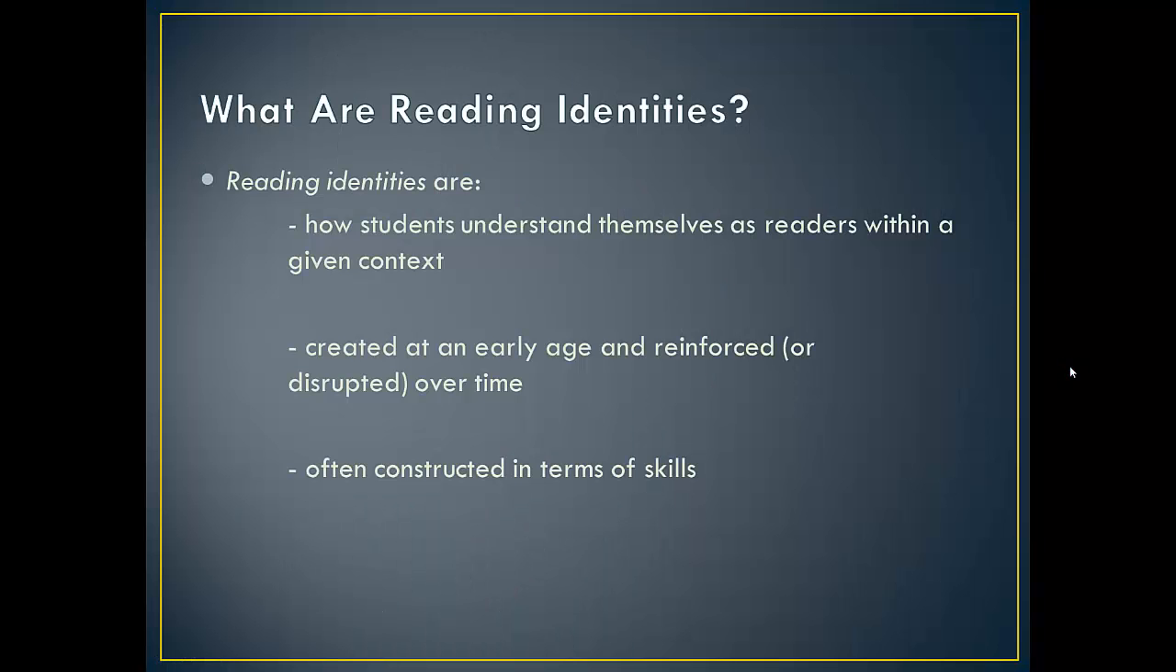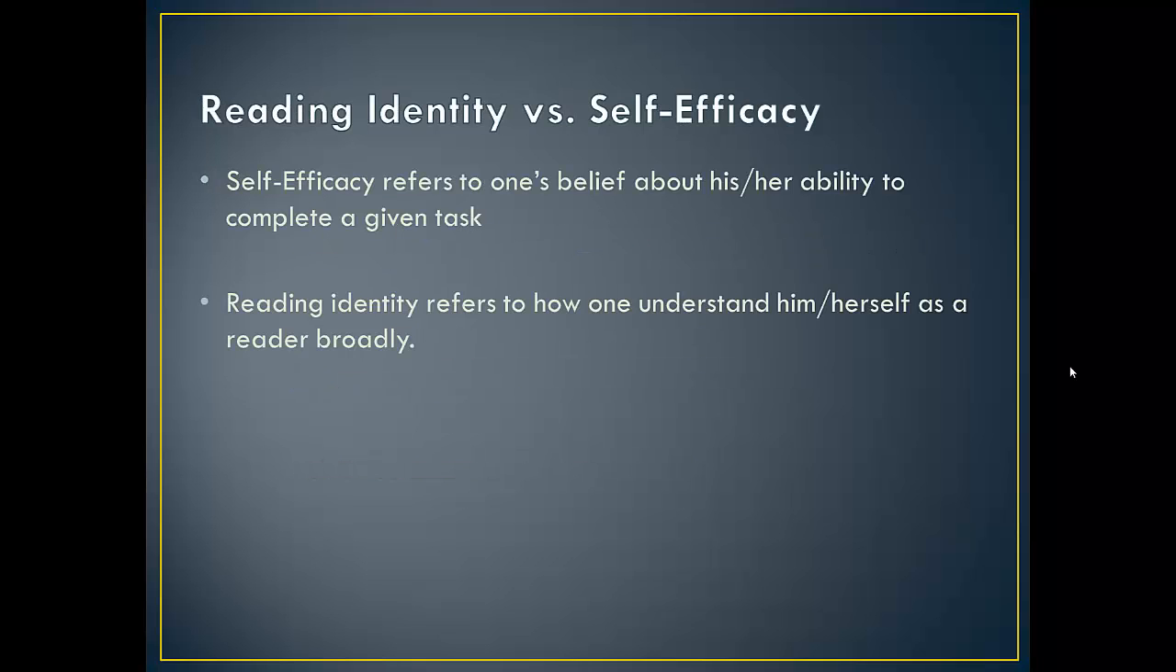Recall from the first video that reading identities can be understood as how capable individuals believe they are in comprehending texts, the value they place on reading, and their understandings of what it means to be a particular type of reader within a given context. A person's reading identity is different from their self-efficacy.